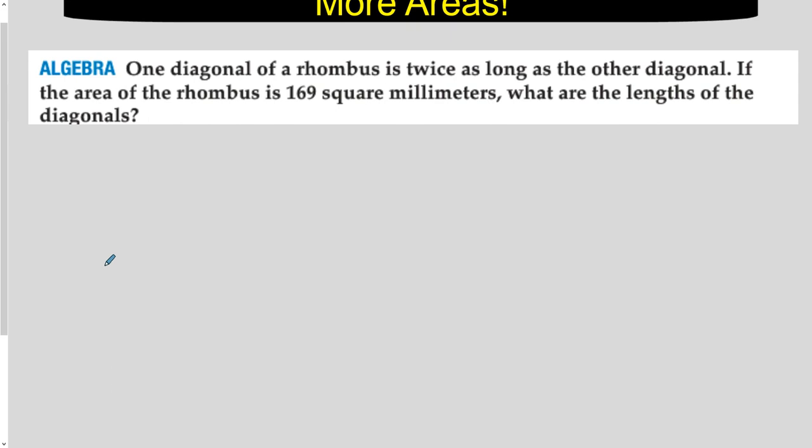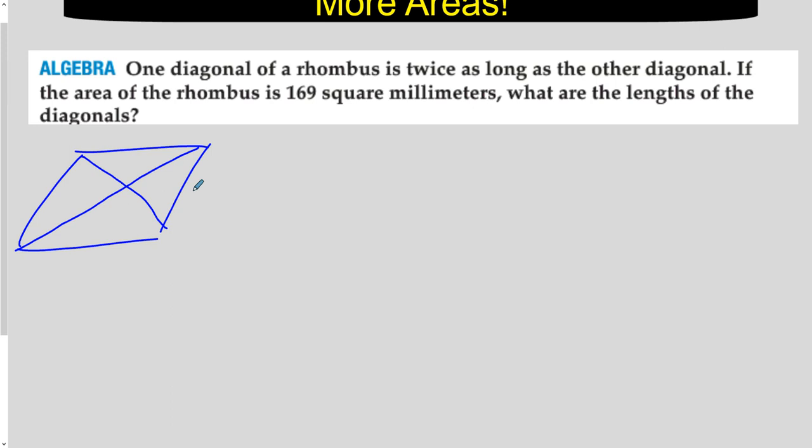One diagonal of a rhombus is twice as long as the other diagonal. If the area of the rhombus is 169 square millimeters, what are the lengths of those diagonals? So I've got a rhombus. It looks something like this. I've got one diagonal and another one. That's not perfect. One of them is twice as long as the other. So diagonal 1 is equal to 2 times diagonal 2, let's say. I also know that the area is equal to 1/2 diagonal 1 times diagonal 2.